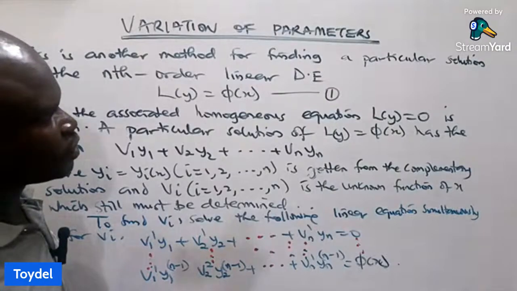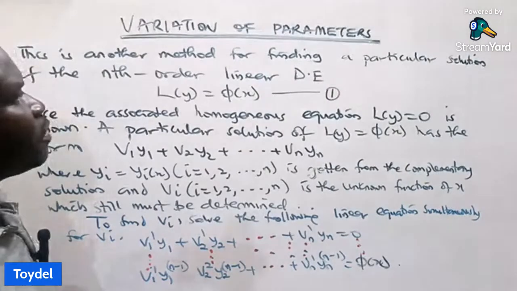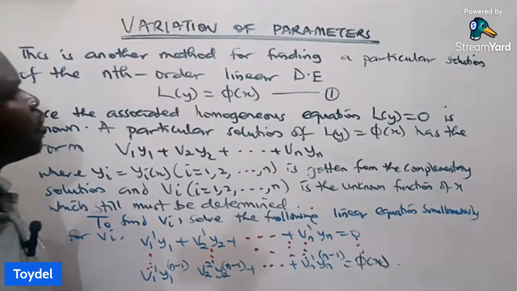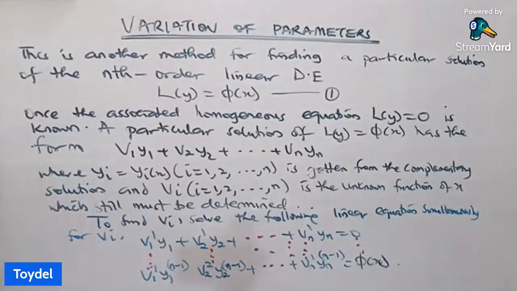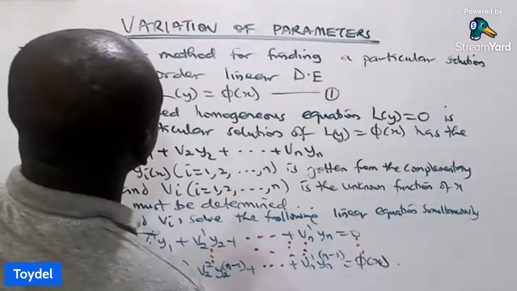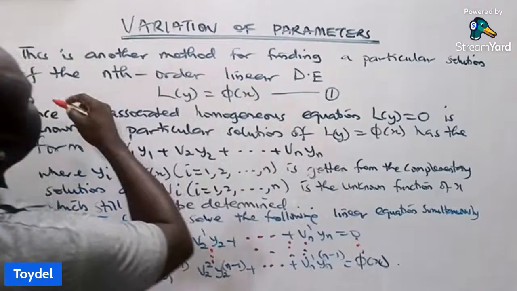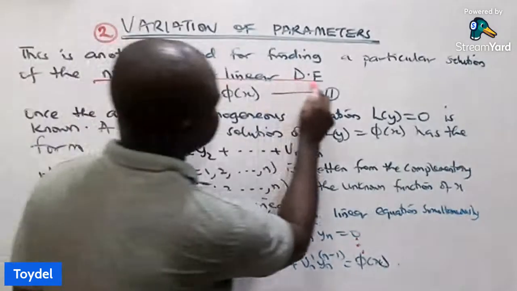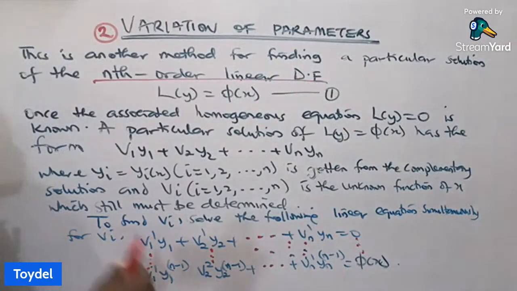So in our past videos, we have talked about the first method of undetermined coefficients. So we said we can use two methods to find a particular solution. Either we use the first method of undetermined coefficients, or this second method, variation of parameters. That is another method of finding a particular solution of an nth order linear differential equation. Nth order simply means it can be order 2, order 3, order 4, and what have you.